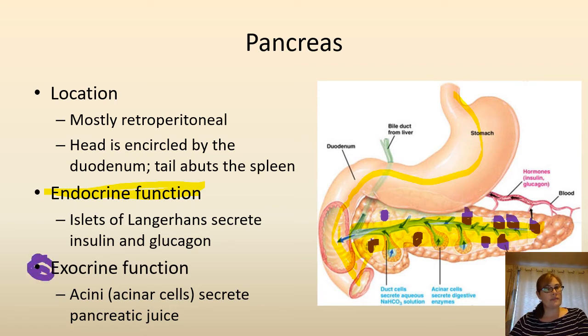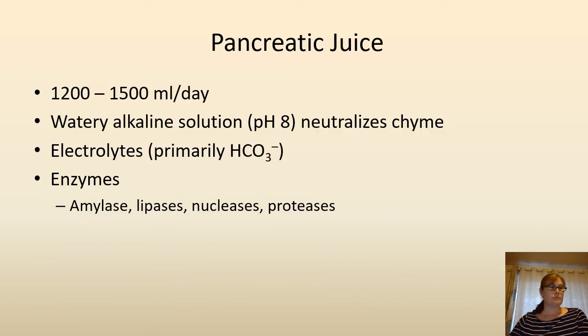So your exocrine function, we have these acinar cells, and their job is to secrete pancreatic juice, which is going to follow these arrows and go into the duodenum, and this top one was from the bile. And so we have this pancreatic juice, and we have bile, both coming into the duodenum at the same time. Pancreatic juice, up to 1,500 milliliters a day. Again, a little bit alkaline, which is going to neutralize that very acidic chyme that's coming out of the stomach. It also has electrolytes, again, which is going to allow for that neutralization. And then we have different enzymes.